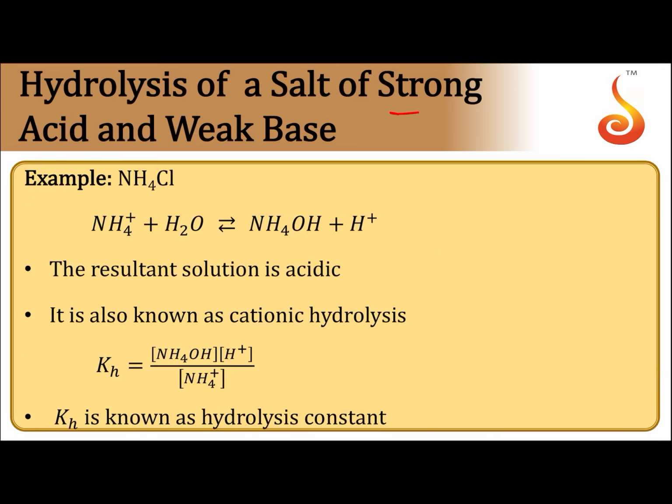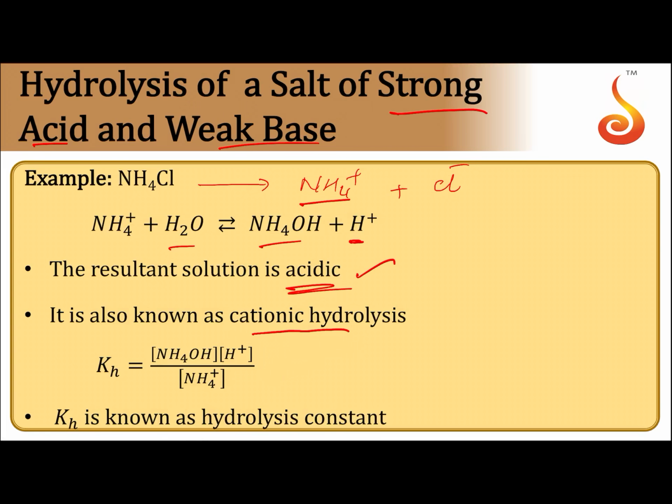Now let us take hydrolysis of salt of strong acid and weak base, say ammonium chloride. When you dissolve ammonium chloride in water, first of all it undergoes ionization. It gives rise to NH4 plus and Cl minus ions here. Ammonium ions react with water and produce ammonium hydroxide plus H plus ions. Therefore, the solution is going to be acidic in nature.